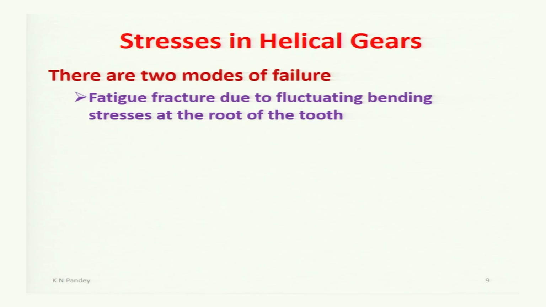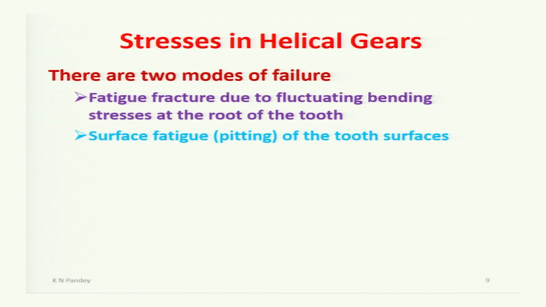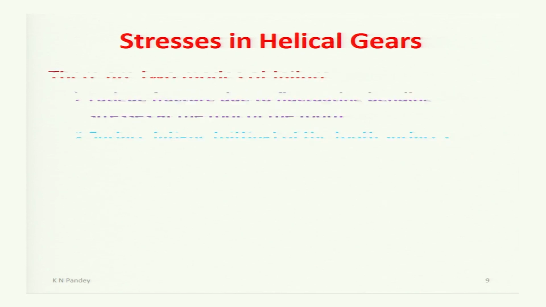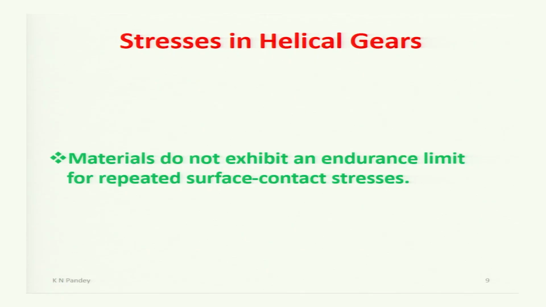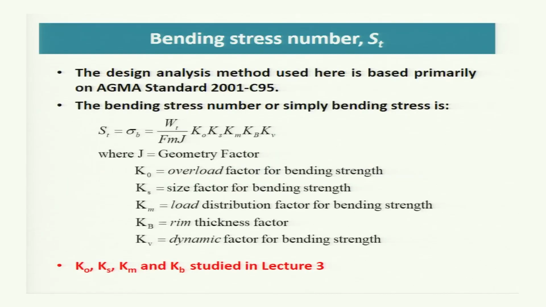Similar to the spur gear, there are two modes of failure: fatigue fracture due to fluctuating bending stresses at the root of the tooth, and surface fatigue, that means pitting of the tooth surfaces. Materials do not exhibit an endurance limit for repeated surface contact stresses. The bending stress number as per AGMA standard has a similar form as for the case of spur gear, with the same correction factors.